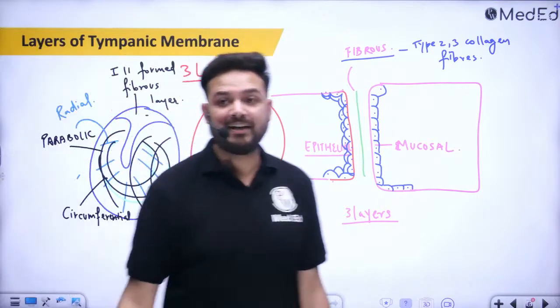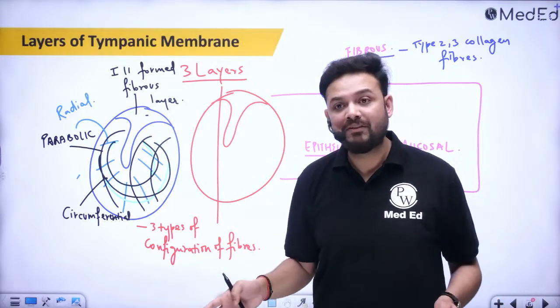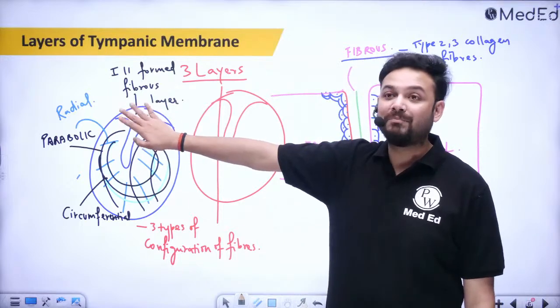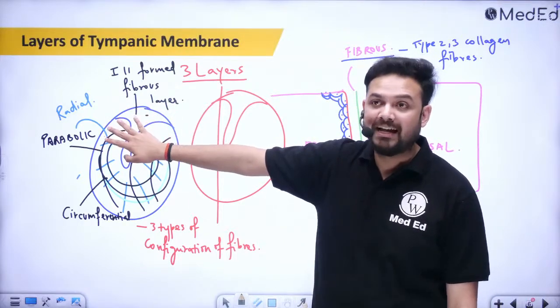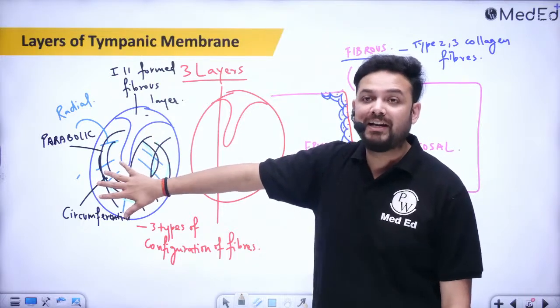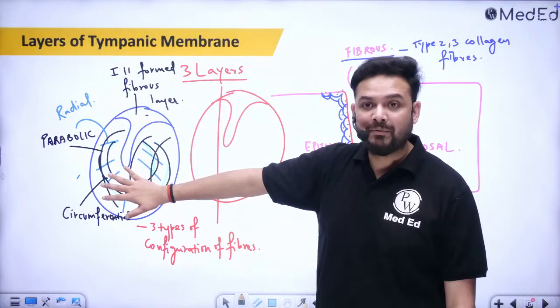यानी कि ये सारे के सारे डायरेक्शन ऑफ फाइबर्स नहीं होते. They are not very well formed, right, in the pars flaccida. That is why pars flaccida is flaccid. Why? Because it has got a deficient fibrous layer. Pars tensa is tense. Why? Because it has got a very well formed fibrous layer. Okay, are we understanding this logic?